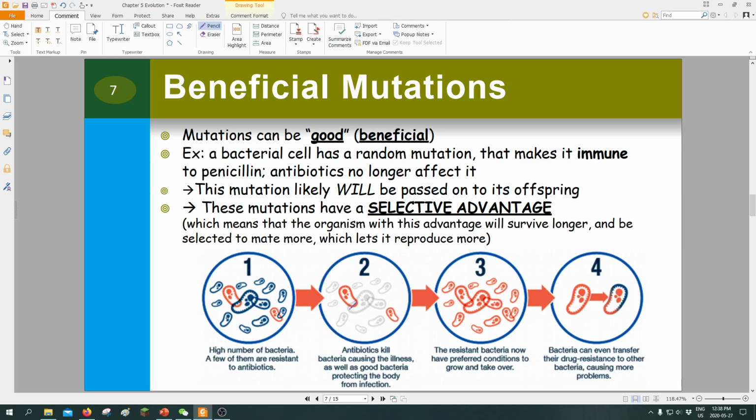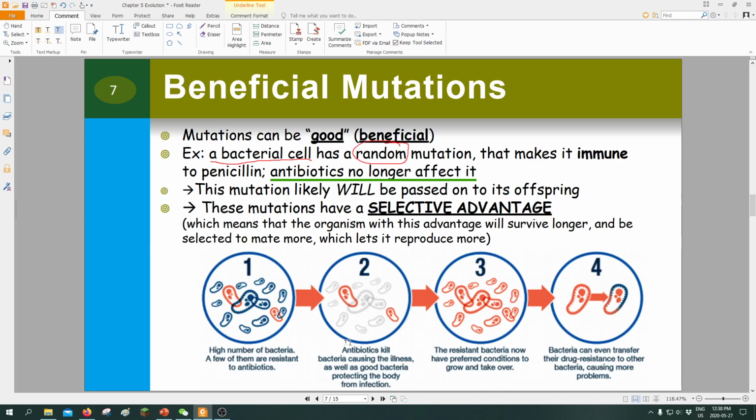What about beneficial mutations? So these are going to be mutations that we could call good if it helps the organism live longer. An example, and this is going to be an example that's good for the bacteria, but not for us, okay? So a good or beneficial mutation could be happening in a bacterial cell. A random mutation could occur in its DNA that actually makes it immune or resistant to antibiotics. And that is good for the bacteria because antibiotics can no longer affect it. It has no way to kill it, and the bacteria just live life totally fine, okay?